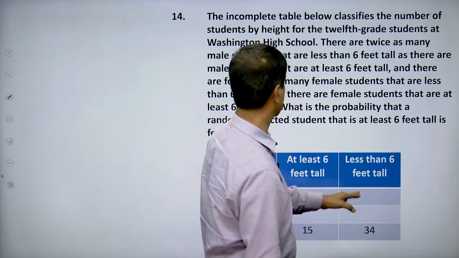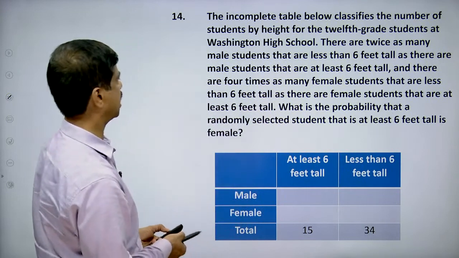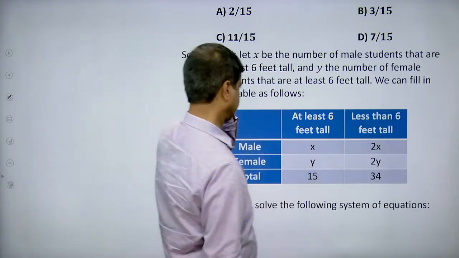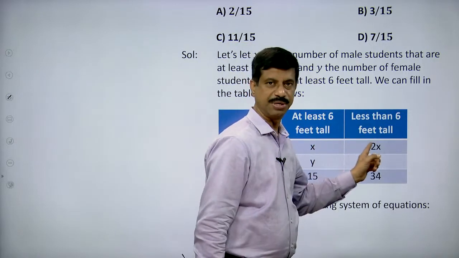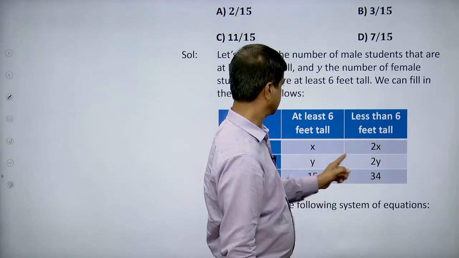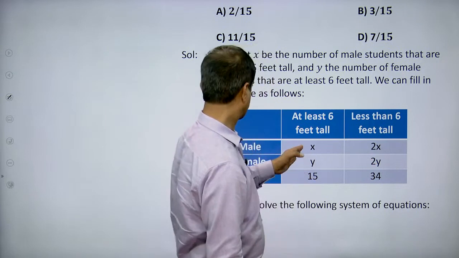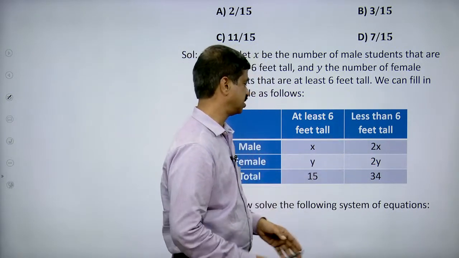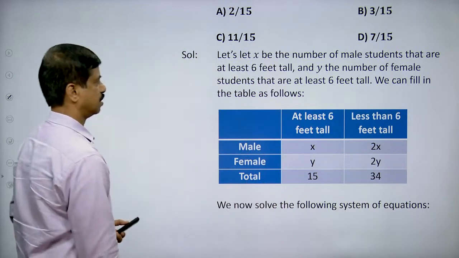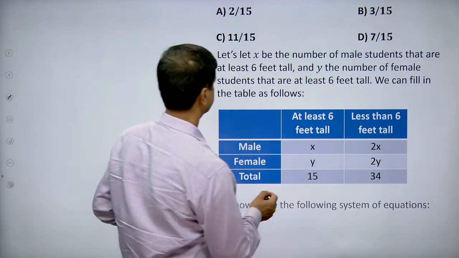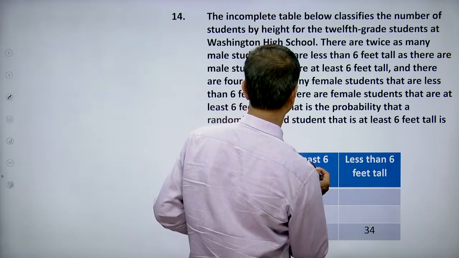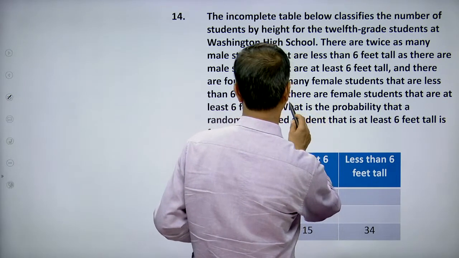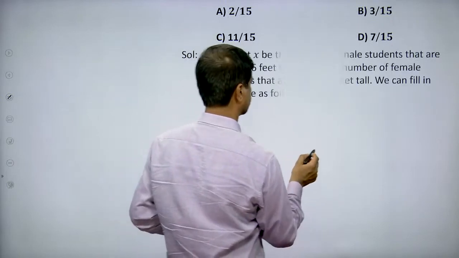So x and 2x, and if it is y, it should be 2y. Okay, children. So if this is x, this will be 2x. If this is y, this will be 2y. So x plus y is 15. 2x plus 2y is 34. So it should be 4x because he said 4 times, no? 4 times, yeah. This is 4y.